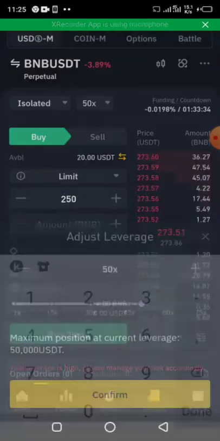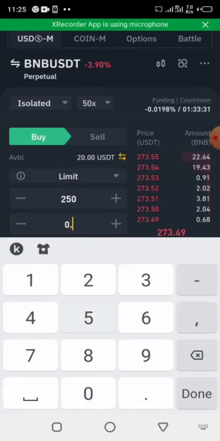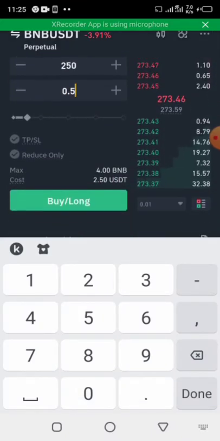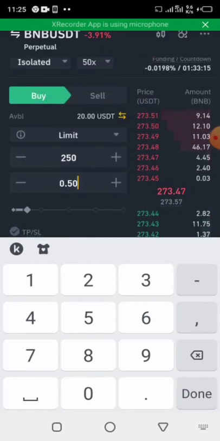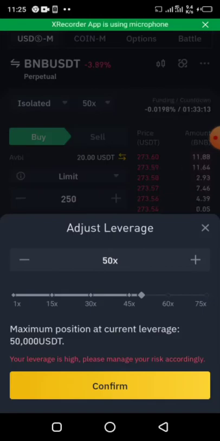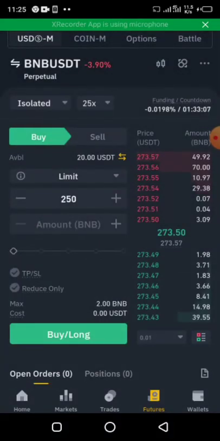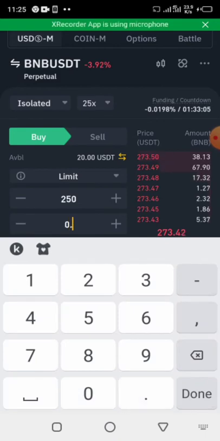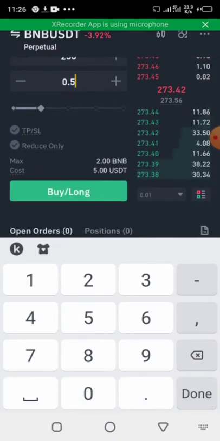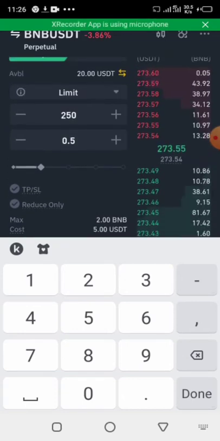This is leverage 50. So if I'm buying the same 0.5, you can see instead of 1.68 that it was before, it's now 2.50. So let's assume I'm now using a leverage of 25 and I buy that same 0.5 BNB. You see now 5 USDT. I'm risking 5 USDT for this trade because of the leverage I'm using.